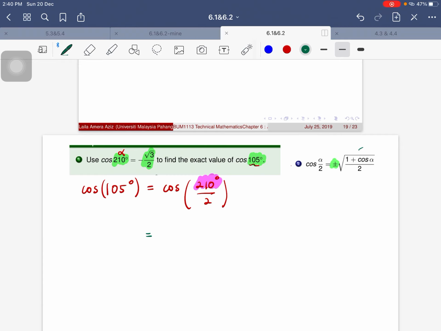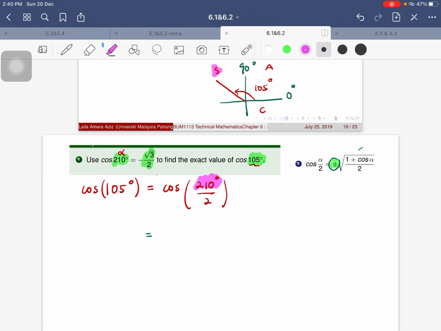So I'm going to apply the formula on this, for which our alpha is going to be 210 degrees. And now, if you have a look at this, we can tell right away whether we should pick plus or minus for this case. How do we tell? By the position of the 105. So remember, when we sketch the quadrant, this is 0 degrees, this is 90 degrees, and 105 degrees is actually here. So it's positioned in the second quadrant.